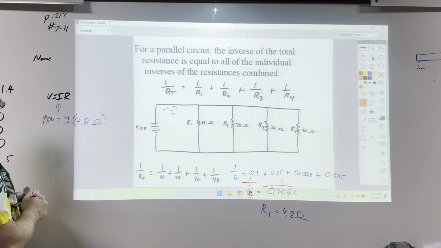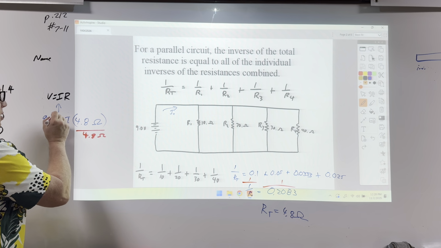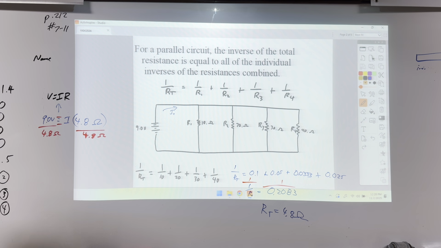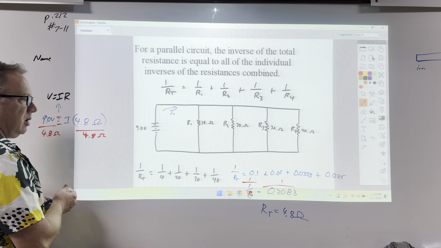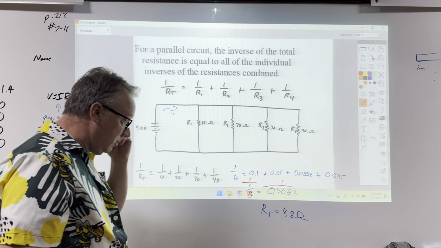Get I by itself. Divide this side by 4.8 ohms. But to be equal, you divide this side by 4.8 ohms. You can use a calculator. 9 divided by 4.8 is going to be pretty close to 2. 1.875. I equals 1.875 here. Okay, that's enough review.